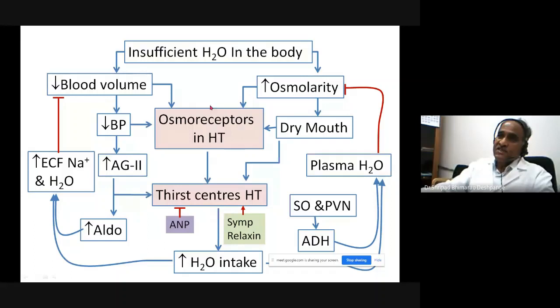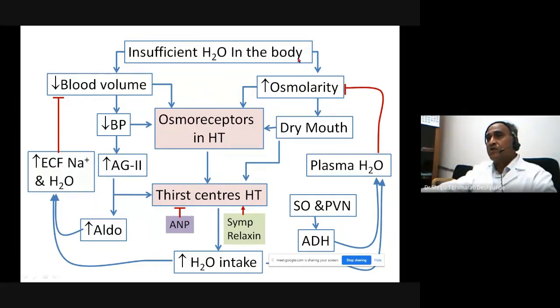Now these are the osmoreceptors in the hypothalamus. This is the thirst center. The thirst centers for me are the OVLT and SFO, that is the subfornical organ and the OVLT. Then osmoreceptors may be there in the OVLT, and the medial preoptic nucleus and the paraventricular nucleus are involved in regulating these. Anyway, I have made it as a hypothalamus there. Now let us start with it.